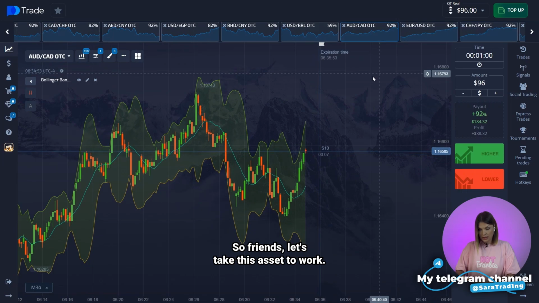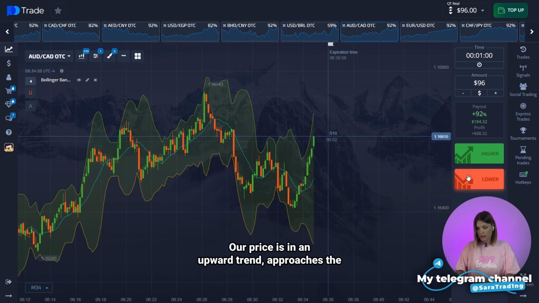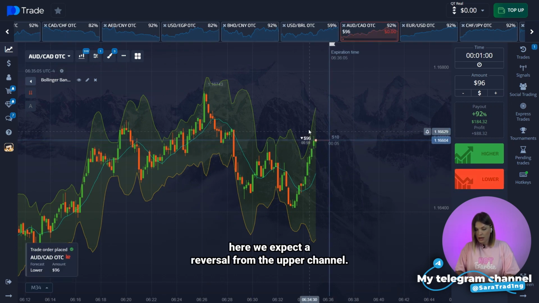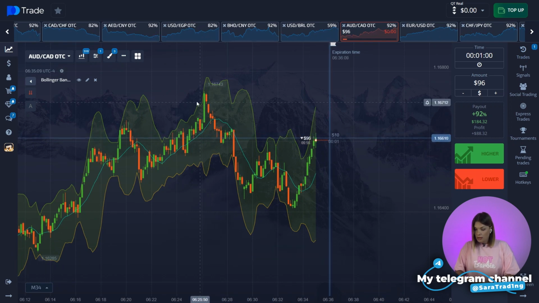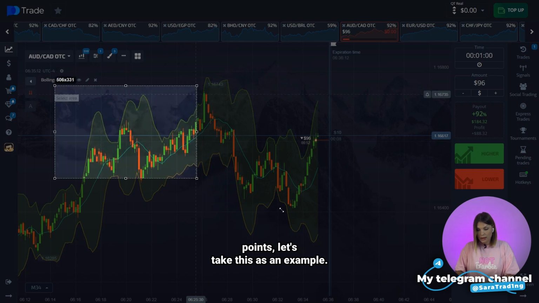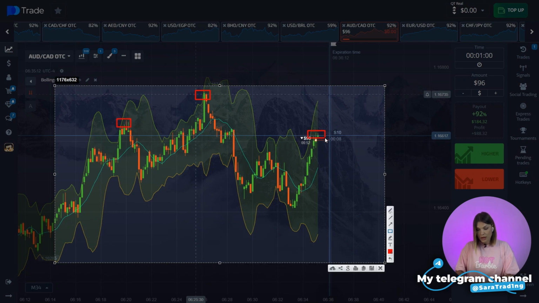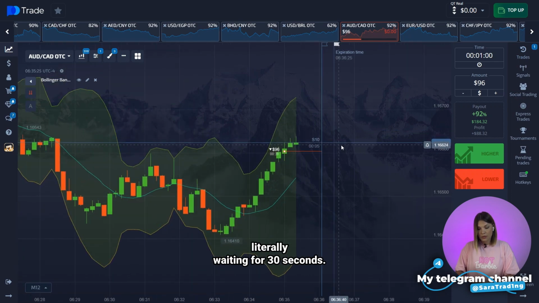So friends, let's take this asset to work. Here we see the following picture. Our price is in an upward trend, approaches the Bollinger channel, the upper point, and here we expect a reversal from the upper channel. That is, if we look at previous situations, every time we touch the upper channel points, let's take this situation as an example, and the extreme situation, that is ours. Here we are also just waiting for a reversal, and we are literally waiting for 30 seconds.